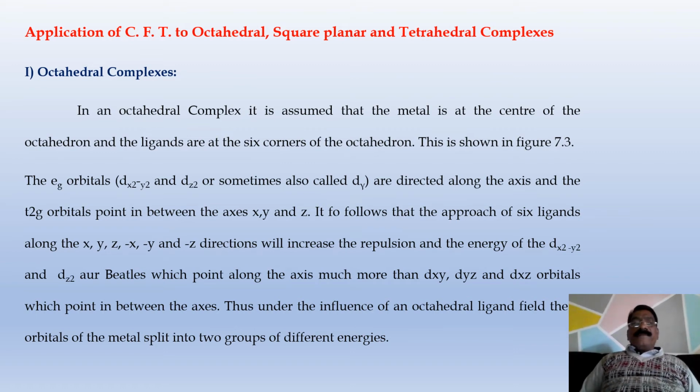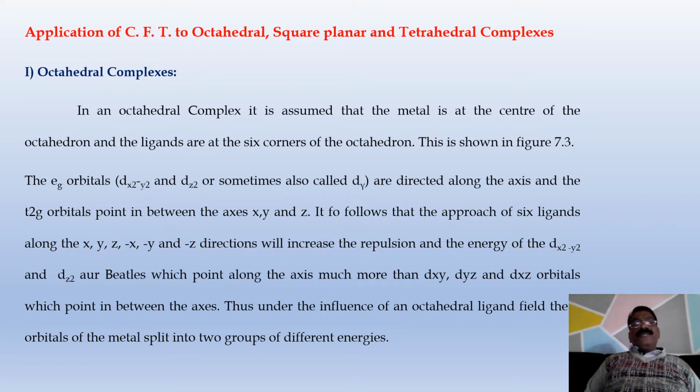Good morning, students. In the last lecture, we saw the crystal field theory, its assumptions, its basis, and that the bonding between the metal and ligand is ionic. Now we are going to apply that theory to different complexes with different coordination numbers. First, we are going to see its effect on the octahedral complex, how it is applicable, and what is the effect on the metal d orbitals.